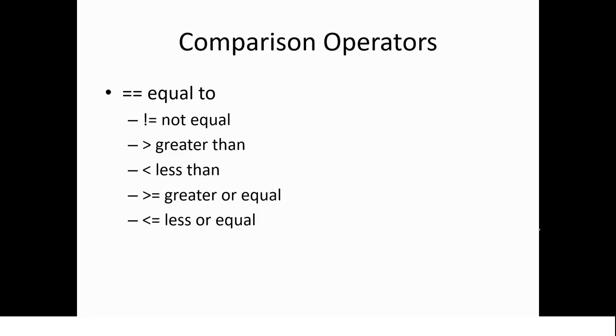Here are some comparison operators, which we explored earlier in our last video, but just to look at them again: this one means equal to, and you'll probably use this the most. This is not equal to, this is greater than, less than, greater or equal to, and less than or equal to.